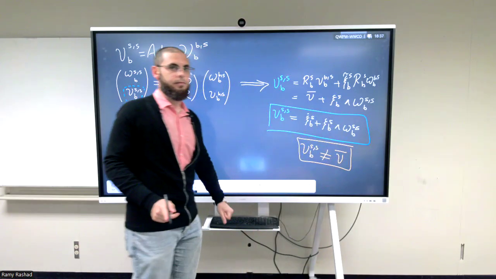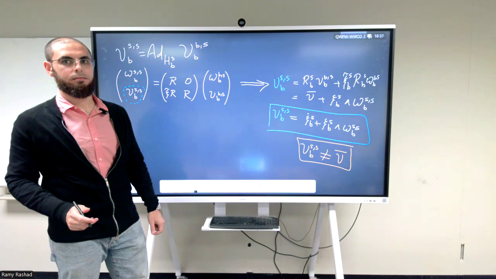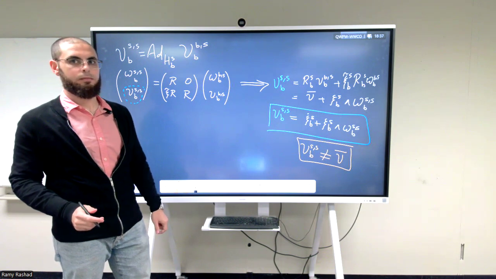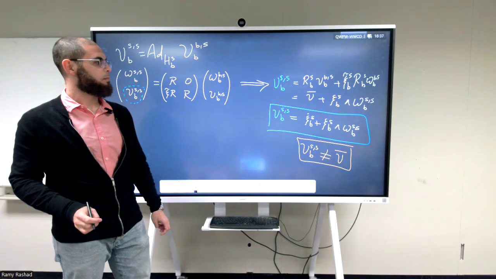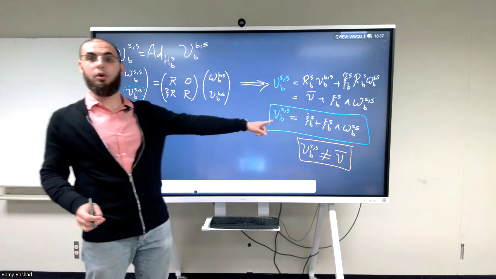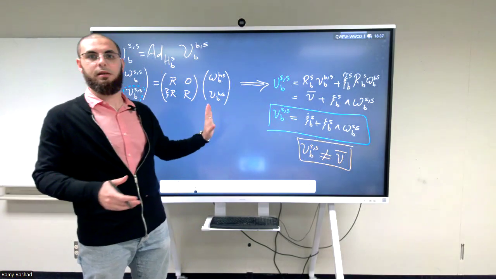Shouldn't the other stuff after the plus be zero if the frame was on the center of mass? Here? No. This is the psi of where the frame is. There is no center of mass here at all.